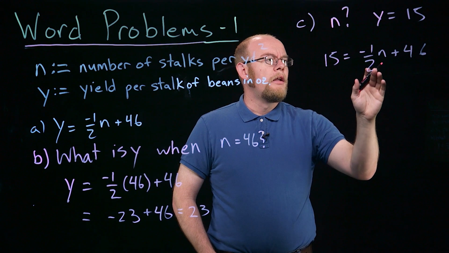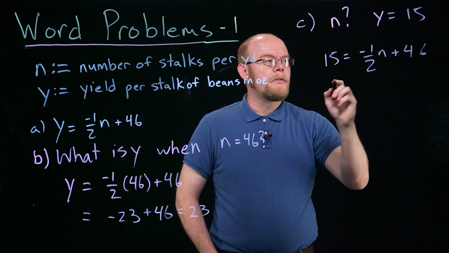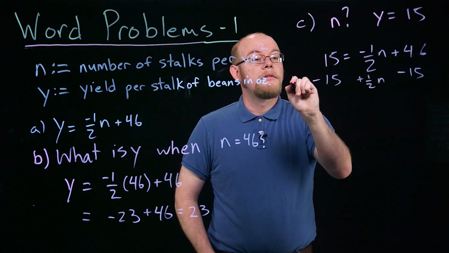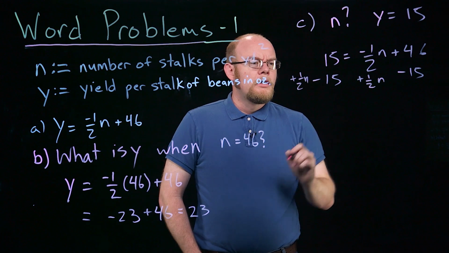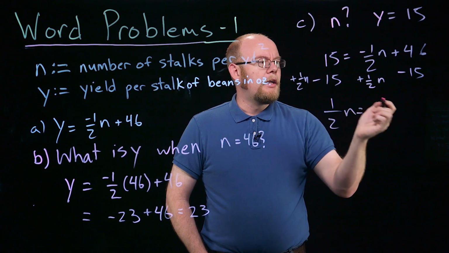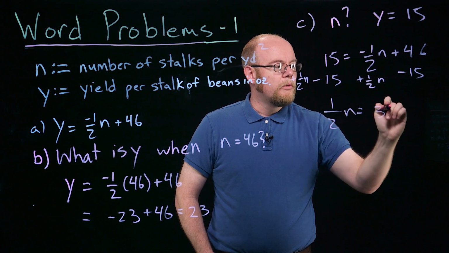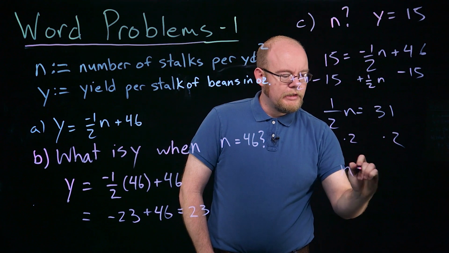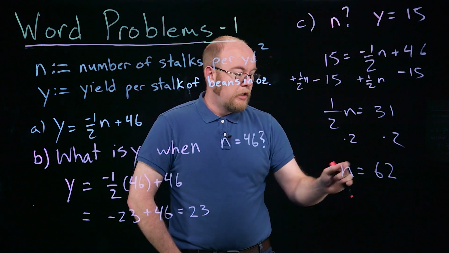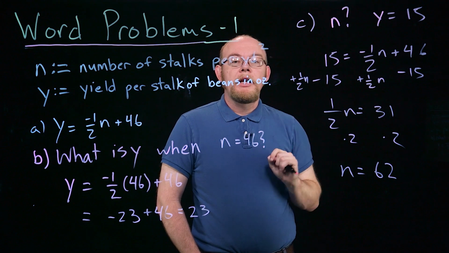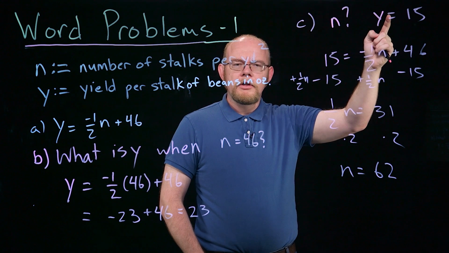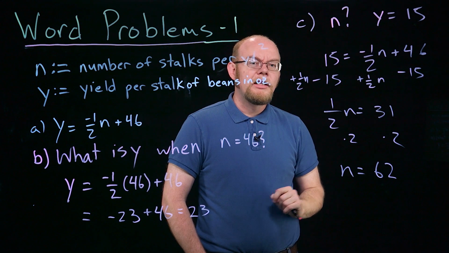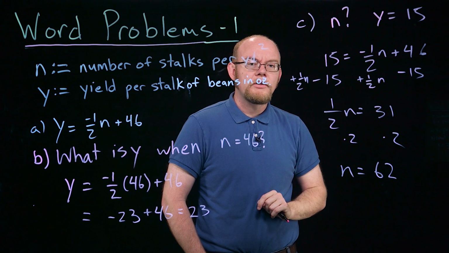So if we're going to solve for N, let's move that to the left and 15 over to the right by subtracting 15 from both sides and adding 1/2 N to both sides. We have a 1/2 N left over on the left side, and then we have 46 minus 15, that's going to be 31. And now what we do is we multiply both sides by 2, and we get that N is equal to 62. So if we plant 62 stalks per square yard, we get 15 ounces of beans per stalk. Or if we said we got 15 ounces of beans per stalk, then that means we planted at a density of 62 stalks per yard.